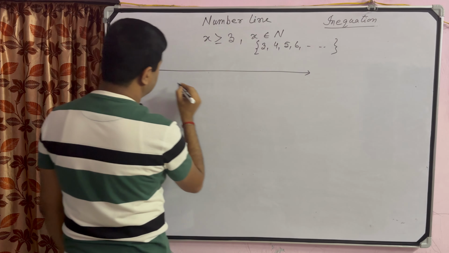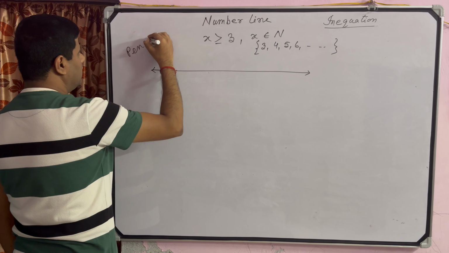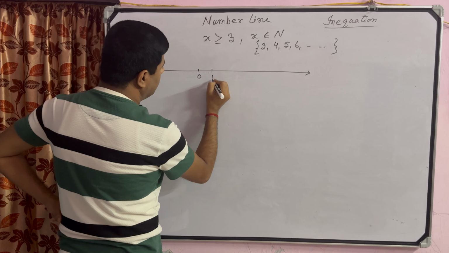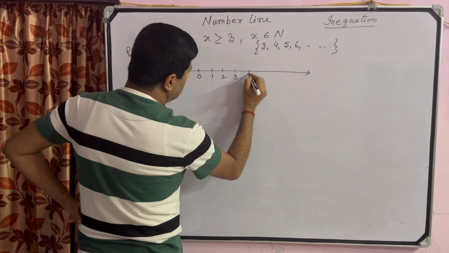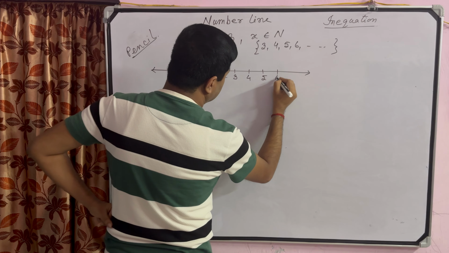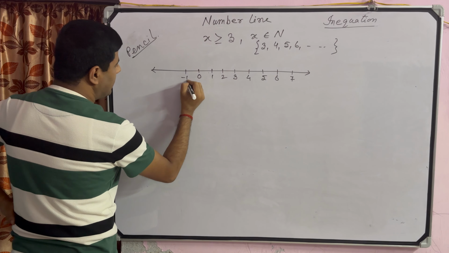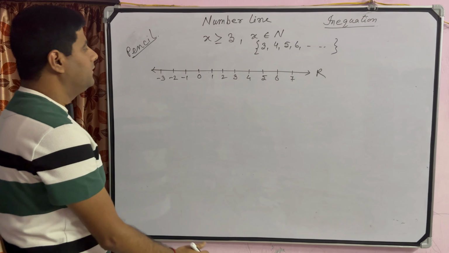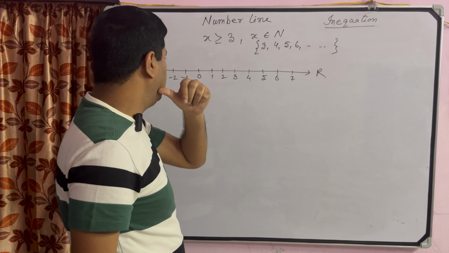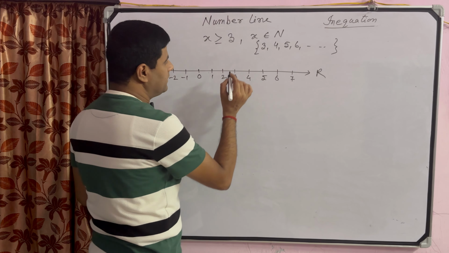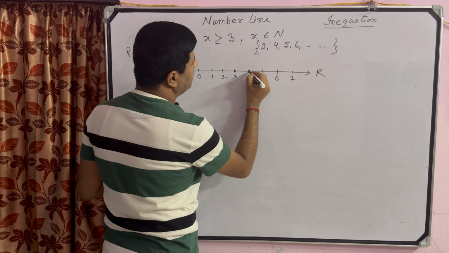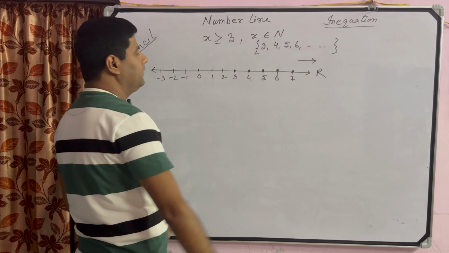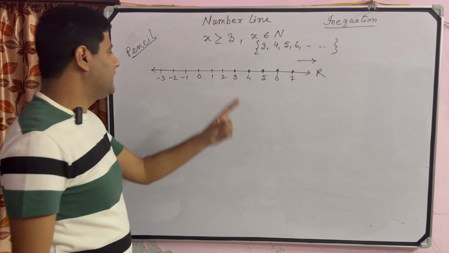So we'll take a number line like this. You must be using the pencil to draw this number line. Okay. Now suppose this is 0, this is 1, 2, 3, 4, 5, 6, 7, and on this side it will be -1, -2, -3. Because it's a real value, you can write R here. Now, greater than or equal to 3. Because it is equal to, this means 3 is also there, 4 is there, 5 is there, 6 is there, 7 is there, and all the values will continue. So this is the way we'll write it for the natural number.